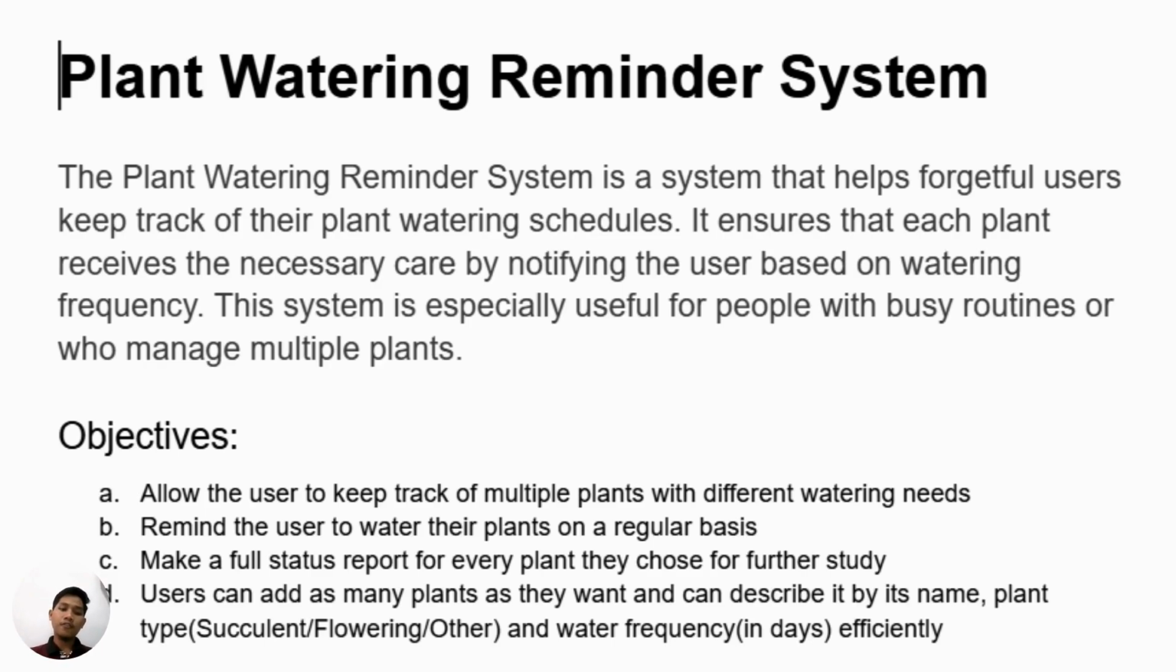Our objective for this system is that users are allowed to keep track of multiple plants with different watering needs efficiently. Then it can remind the user to water their plants on schedule. Also, the user can see the full status report for every plant they chose. Also, the user can add as many plants as they want, with a limit they set before starting the system. So now, my friend will briefly explain how to use the system.